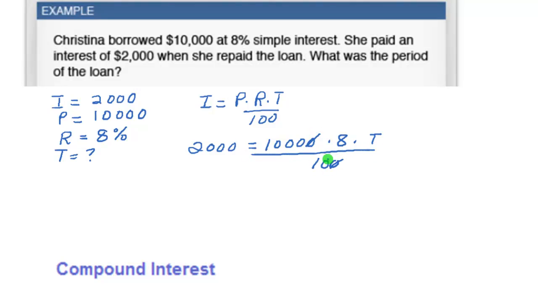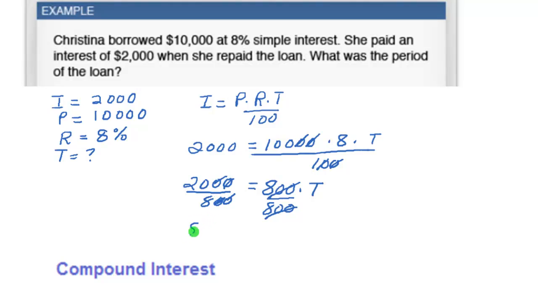Reducing the zeros here, we have 100 times 8, so 800 times T is equal to 2,000. And so we need to see what number we multiply 800 times to get 2,000. So let's divide by 800 so that we can figure out what the time is. Okay, and then these will cancel. This will be a 1T.